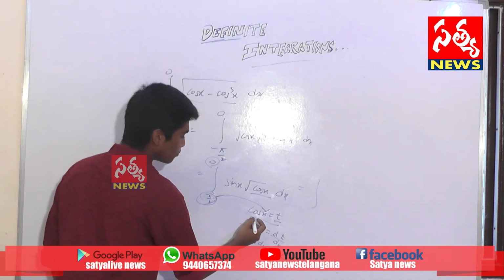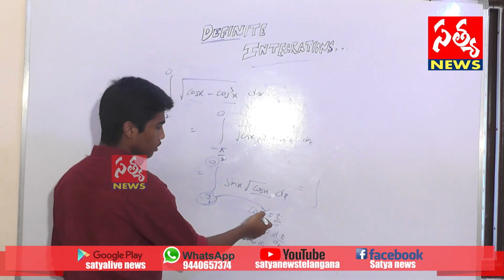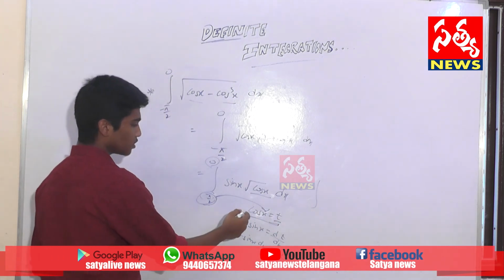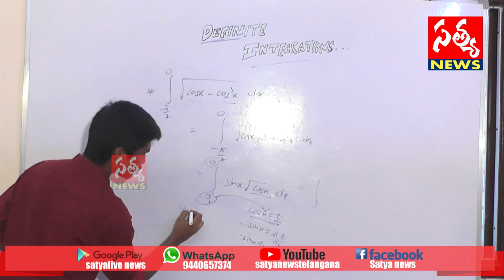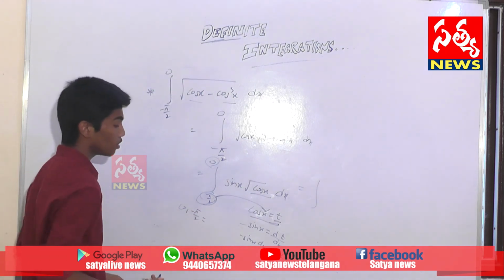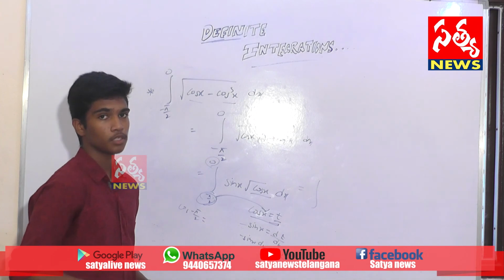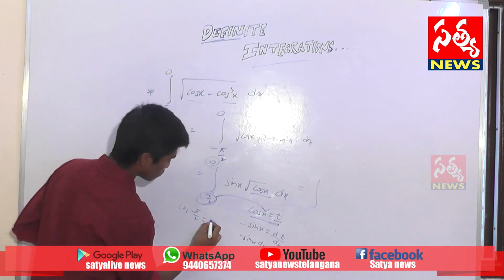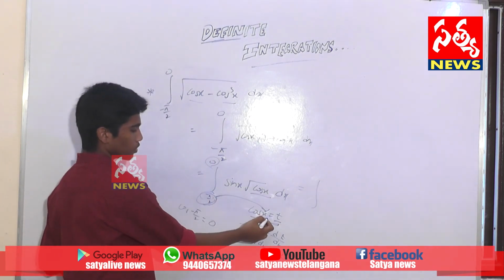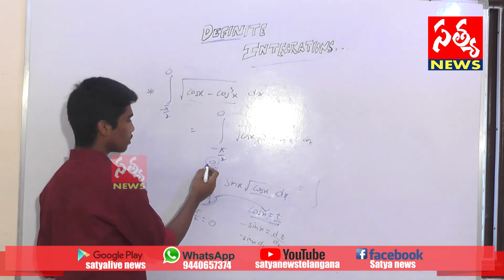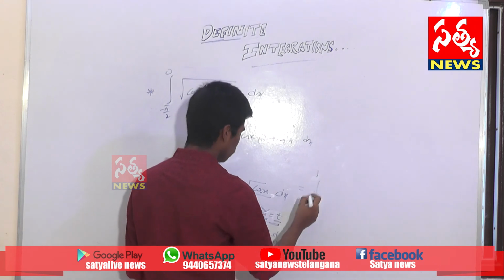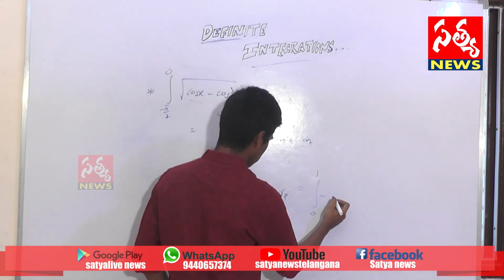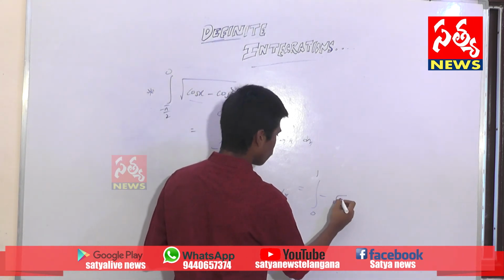Okay, now the limits become, if we put minus pi by 2 in the function which we have assumed as t, we get cos of minus pi by 2. What is cos pi by 2? It's nothing but 0. And what is cos 0? Applying the higher limit, cos 0 is 1. So here we get 0 to 1 minus of root t dt.